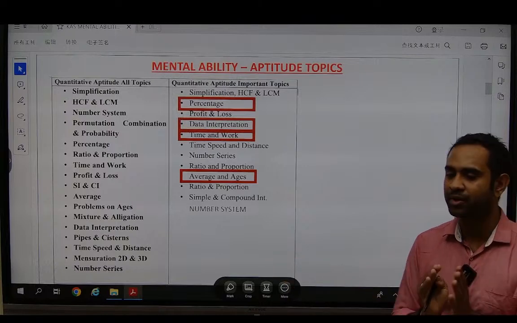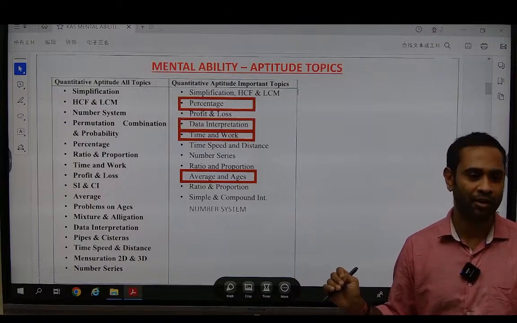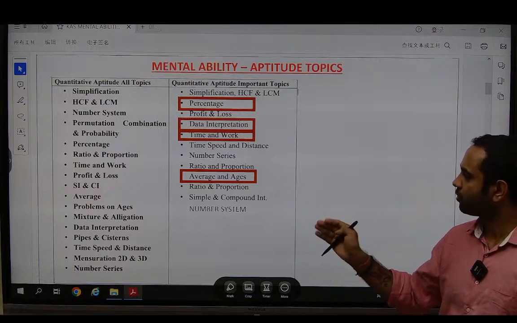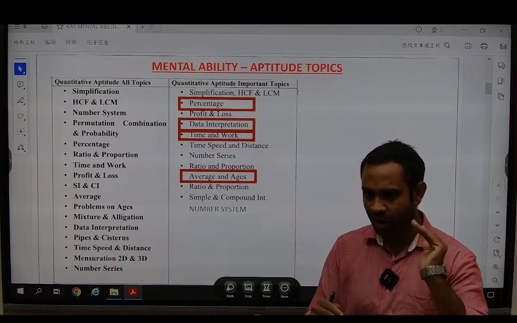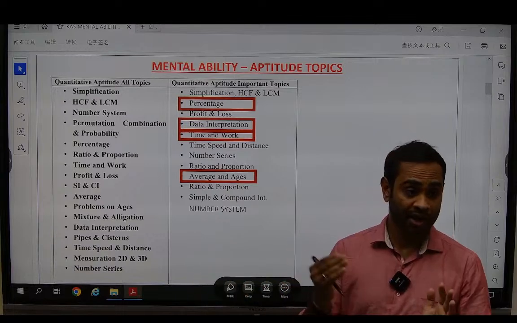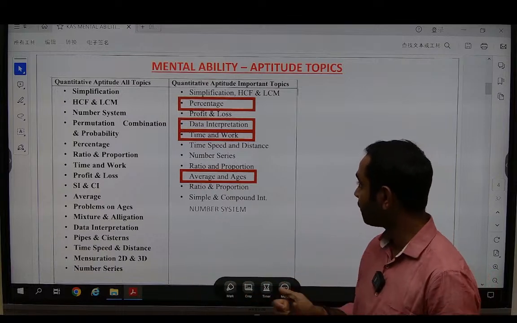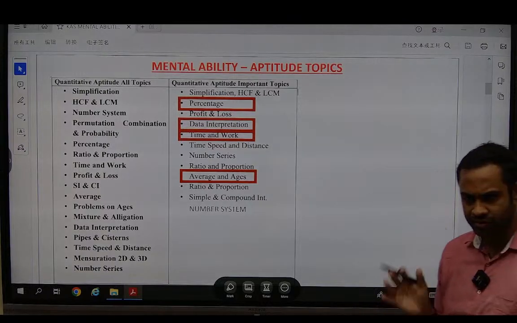See, whatever I am telling, I will prove it. It's not like I am simply telling and then I will go away from here. So this will be a 1 hour class or 1.5 hour class. We will see the previous year questions, how with the help of percentage we are able to solve data interpretation, and how we are able to solve other topics. But anyway, our focus for today will be percentage, time and work, and a few questions of data interpretation.